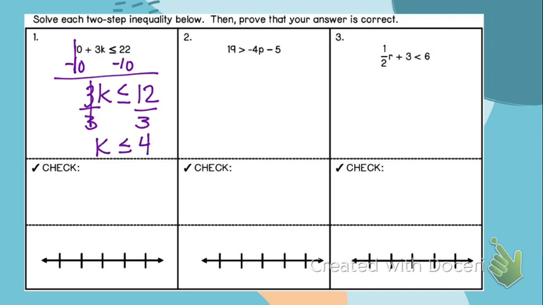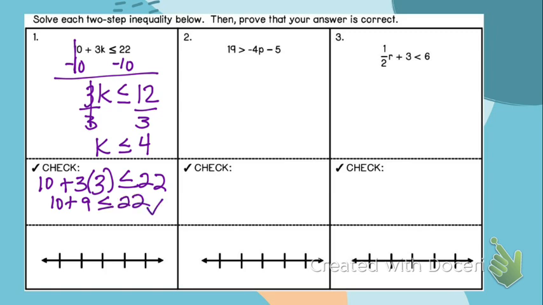So what I'm going to do is check it here. 10 plus 3. It says less than or equal to 4. So I'm going to pick a number that's less than or equal to 4. I'm going to say 3. 3 is less than 4. So 3 plus 3 is 9. 10 plus 9, is that less than or equal to 22? Yes, it is. You could check a few more. So I'm going to say it's less than or equal to. So I'm going to put a 4 here and going left. Now, because it has that equal to, it means I color that circle in, okay? All right, I want you to try these next two. Pause your video and write them down, okay?